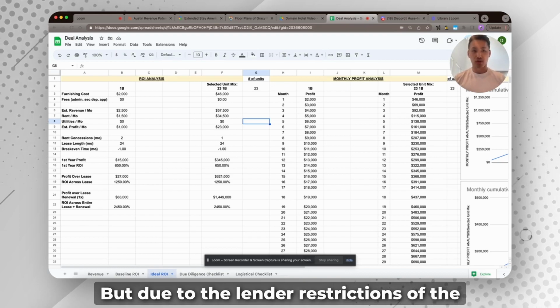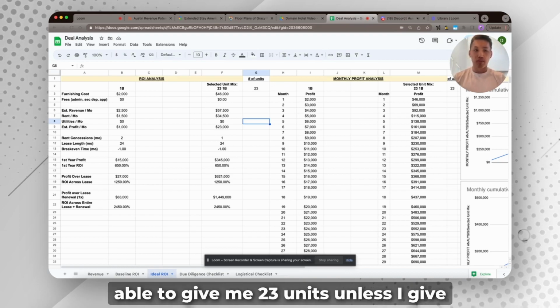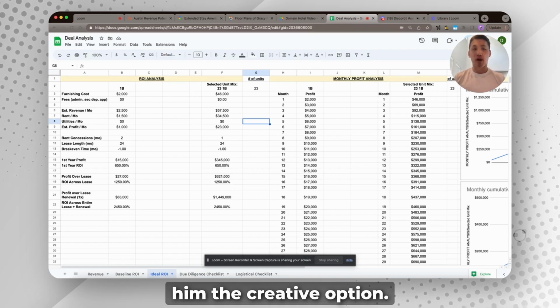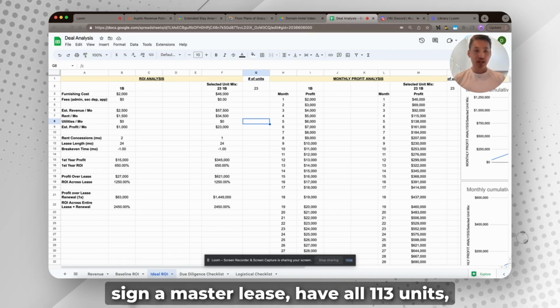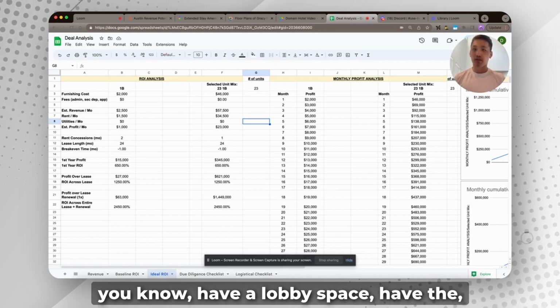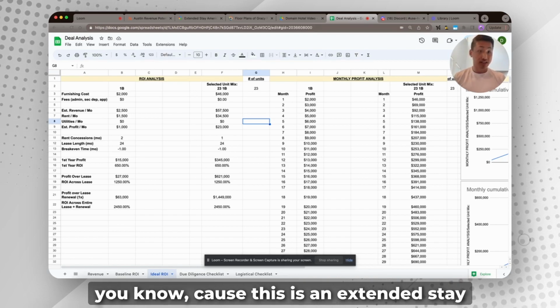But due to the lender restrictions of the corporate cap, he's only physically able to give me 23 units unless I give him the creative option. So I'm going to work with him because the deal looks good. This could be great. I could take down this entire building, sign a master lease, have all 113 units, have a lobby space, because this is an extended stay hotel, right?